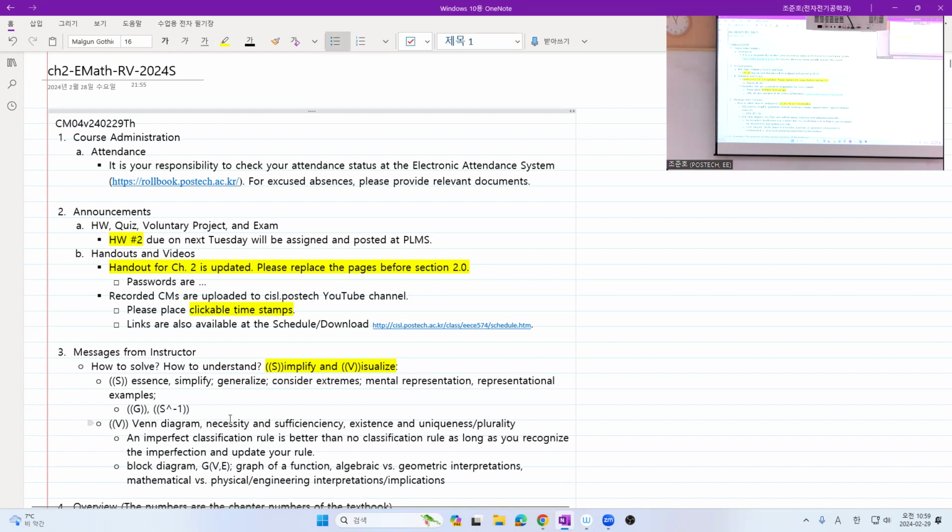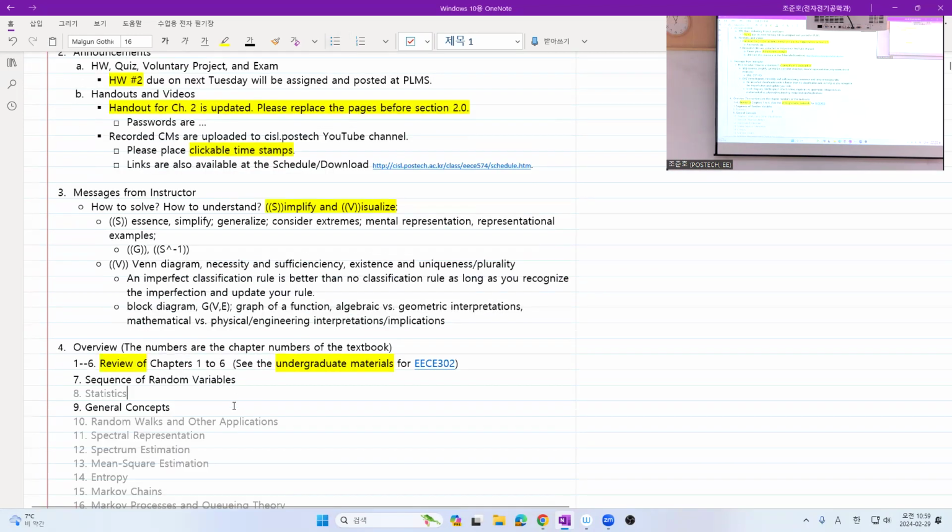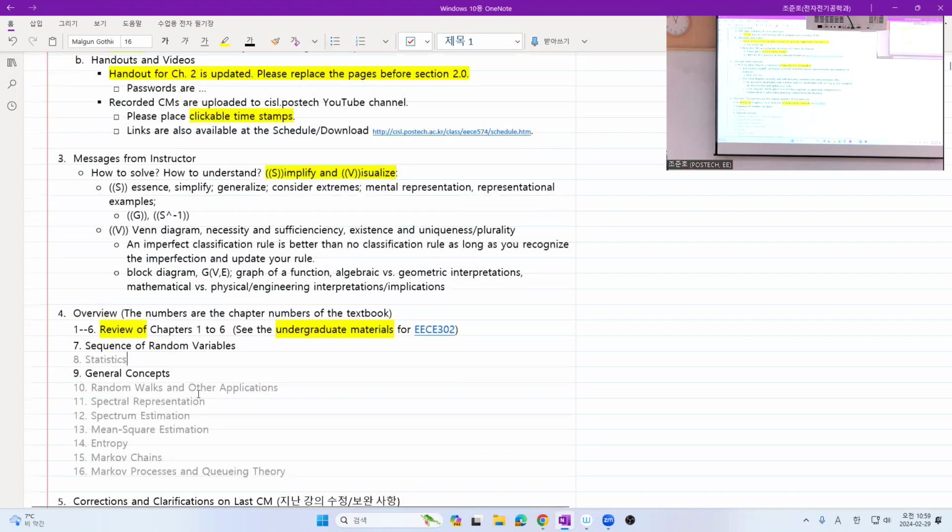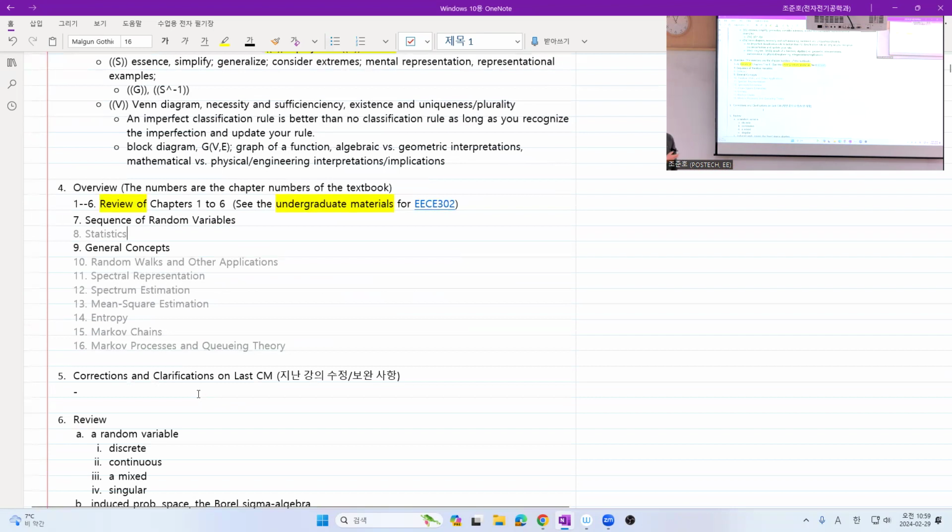Since you are all graduate students, I really want to emphasize the importance of simplification and visualization. So try to exercise these two methods to efficiently solve or create new problems so that you can be a good researcher in the future. Here goes the overview of this course.